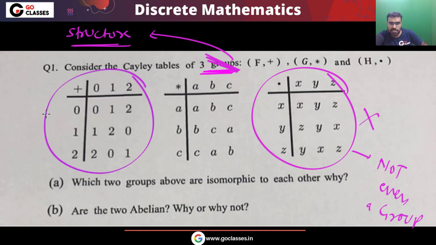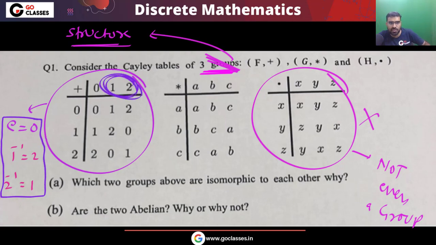This is a group. You can check it out. And you can notice here 0 is the identity element, and the remaining two elements are inverse of each other. 1 inverse is 2 and 2 inverse is 1. Okay, so you can see, yes, this is a group and yes, this is your template. You have an identity element and you can notice the remaining two elements are inverse of each other.